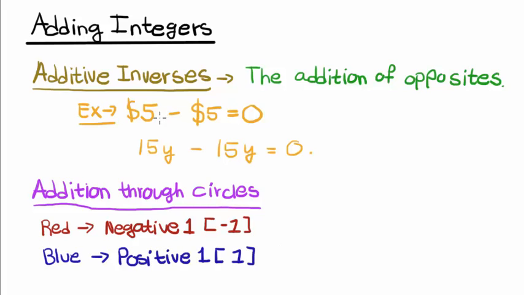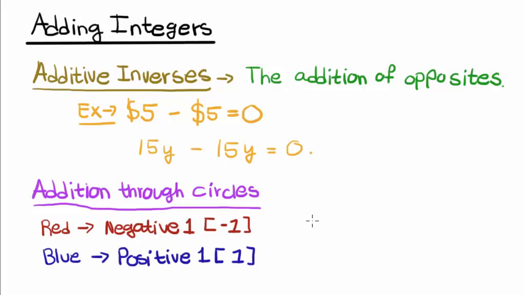So what I mean by this is that if I'm adding something such as, I don't know, 5 and -3 together, I would draw 5 little blue circles and then I would draw 3 little red circles. And I would use the method of cancellation to come up with my answer.